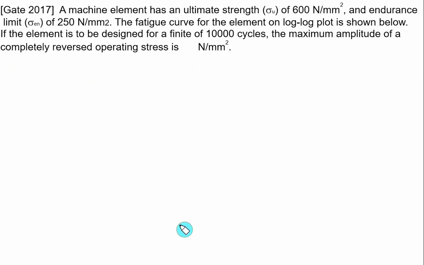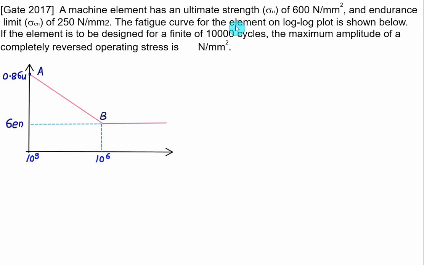You will find a number of questions asked on the Basquin equation in the GATE examination. One question we will take from the 2017 exam. A machine element has an ultimate strength SUT equal to 600 Newton per mm square, and the endurance limit SE equal to 250 megapascal. The fatigue curve for the element on a log-log plot is shown in the figure.